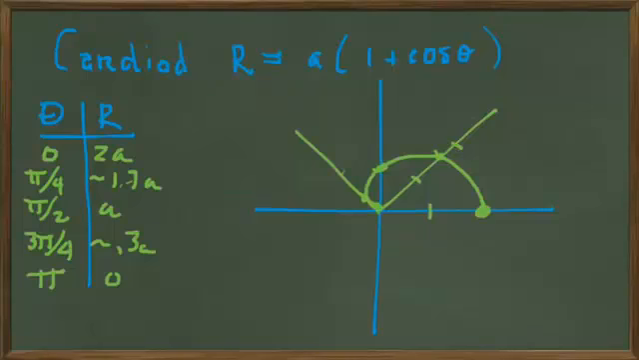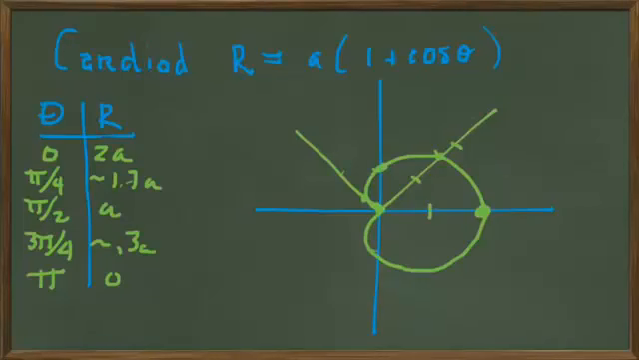And then if we continue to 5 pi over 4, 3 pi over 2, 7 pi over 4, and 2 pi, we would just get the symmetric version of what we have here in the lower half plane, so we can just put that part on there on the graph. And so you can see why it's called a cardioid.